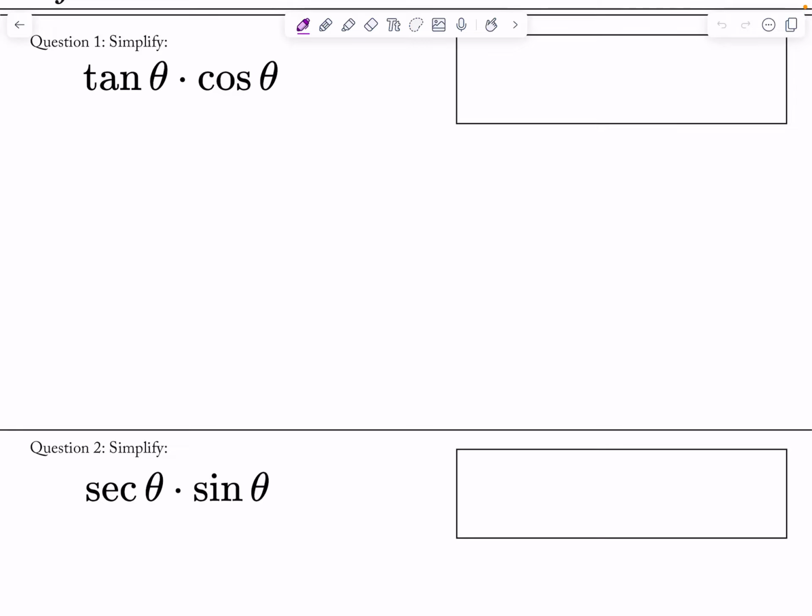Okay, so let's go ahead and take a look at all the odd numbered questions. What we're going to do is simplify. And again, when in doubt, change everything to sines and cosines. So I'm going to change tangent into sine of theta over cosine of theta. And then I'm multiplying by cosine of theta, which is technically over 1. And then my cosines cancel out, and I'm left with sine of theta.